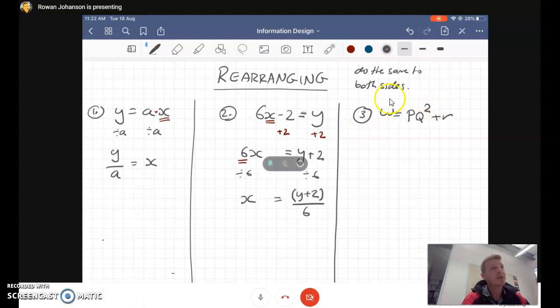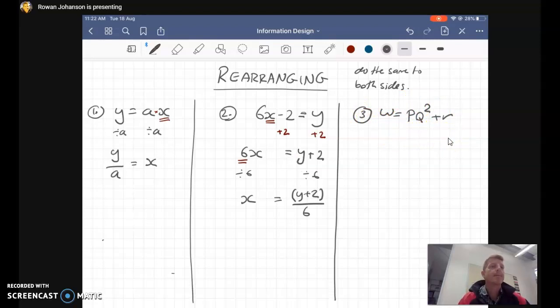Now, this last question, number 3, this is a question from the last MCAT. So it's a great way to practice trying to solve these. And what I suggest is that you pick a letter and you try and make that the subject. So you can pick P, Q, or R. I'm going to start with P and then move on. So I want to get P alone.